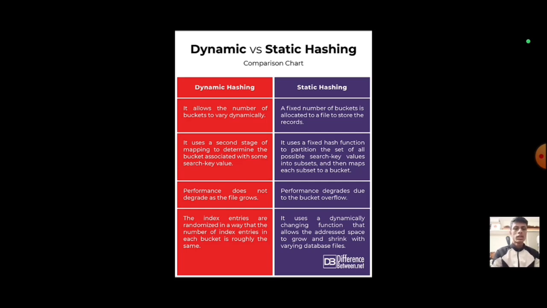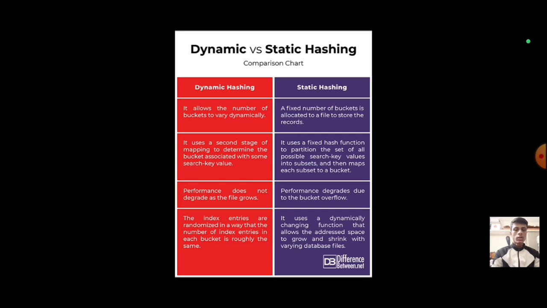Dynamic hashing allows the number of buckets to vary dynamically. In the sense there is no fixed number of buckets, so we can increase or decrease the number of buckets dynamically. But in static hashing, a fixed number of buckets is allocated to a file to store the records. In static hashing there are only fixed numbers, so we cannot increase or decrease the size of the buckets to store the data.